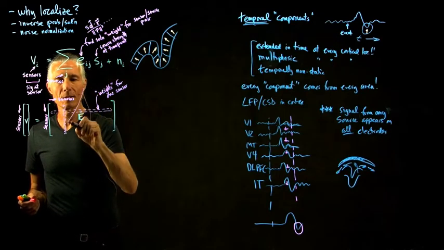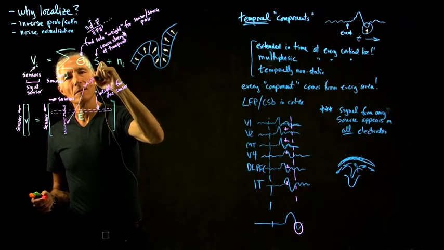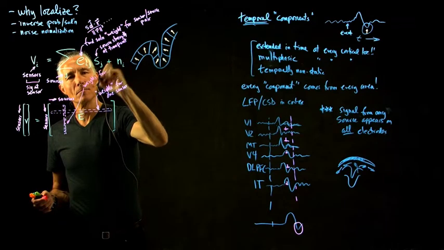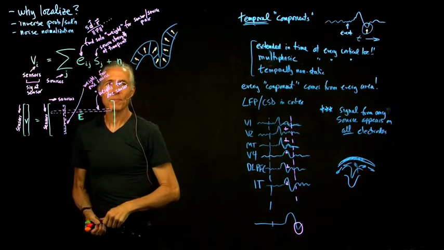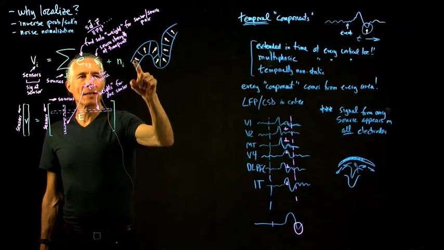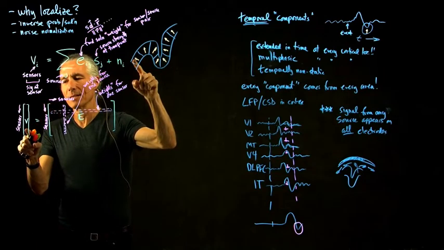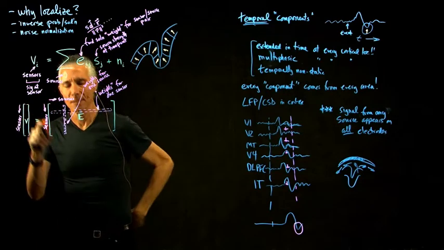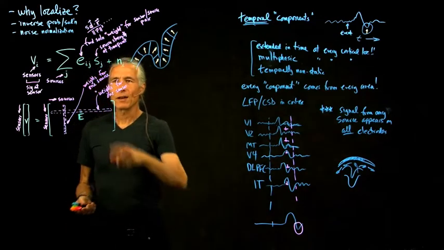So this is weights for one source. So there's less of those because that's for a given source. What do you need to multiply to get the voltage at each sensor? So that was just the E.